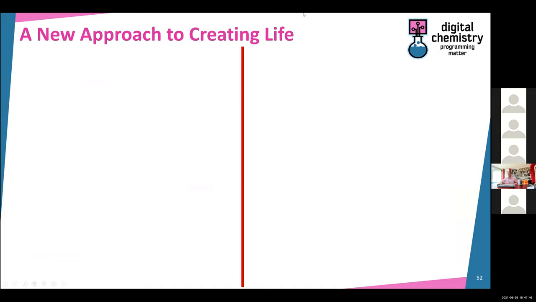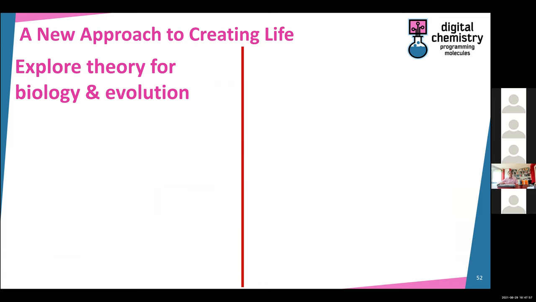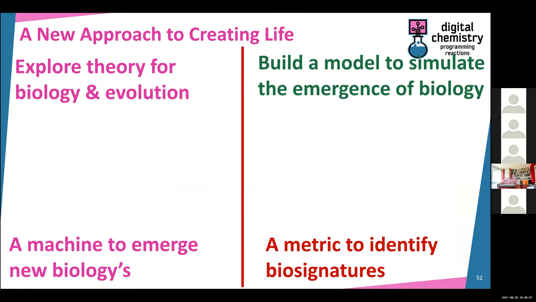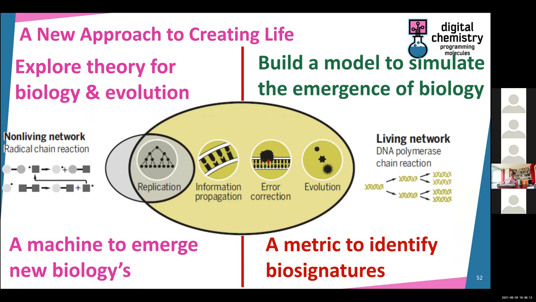So I think we're getting towards the end of the lecture. I've just got one more slide left. I just wanted to summarize, say that we've got a new approach to creating life. We've got a new theory for biology and evolution using assembly theory. We're building a model to simulate the emergence of the biology. We're then building a machine to make it. And we have a metric to try and measure the complexity of the soup using assembly theory.